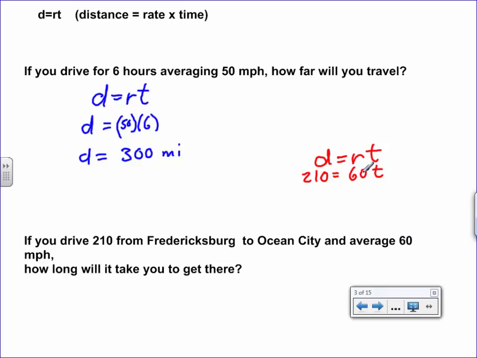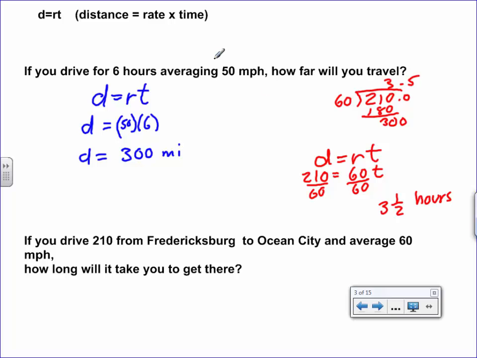Just like as if that was 3x, you would divide by 3 to get x by itself. 60t, divide by 60. And if you divide 210 by 60, you get 3.5. So it will take you 3.5 hours. A little refresher on distance rate time problems.